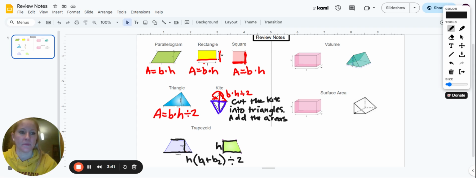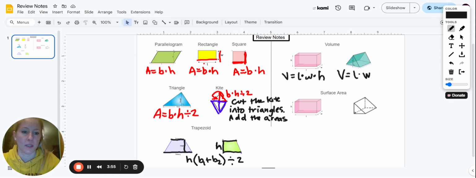Okay, so now we'll go over to volume. The volume of a rectangular prism is just length times width times height. The volume of a triangular prism, remember, is length times width times height divided by 2 because, again, it's a triangle, so it would be like a rectangular prism but cut in half.